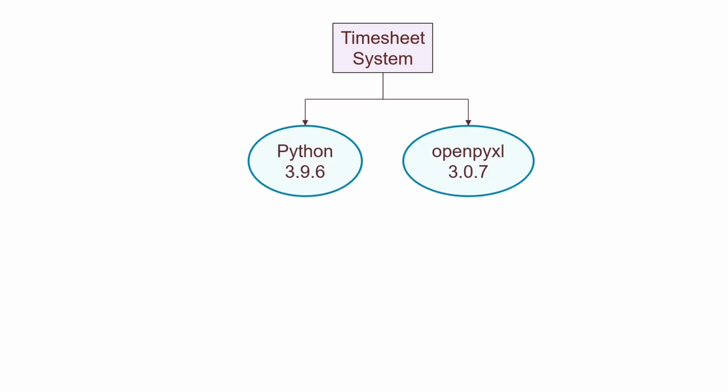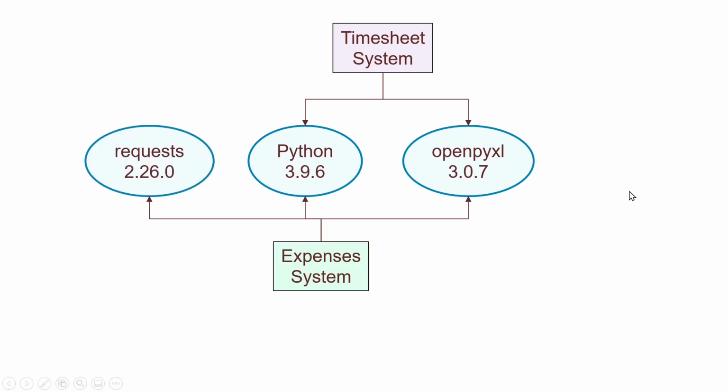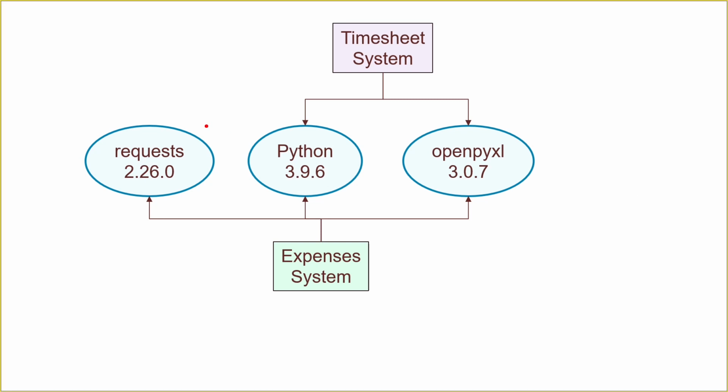Let's suppose you've commissioned a fantastic contractor to write a timesheet system, and they've written it using Python, and they've used the Python 3.9.6 interpreter, and they've used something called OpenPyXL, which is a module allowing you to link easily to Excel files. You then have a look at what they've done and think, I can do that myself, and you write your own expenses system. You use the same modules of Python and OpenPyXL, but in addition to that, you also use the requests module, and that allows you to link to websites.